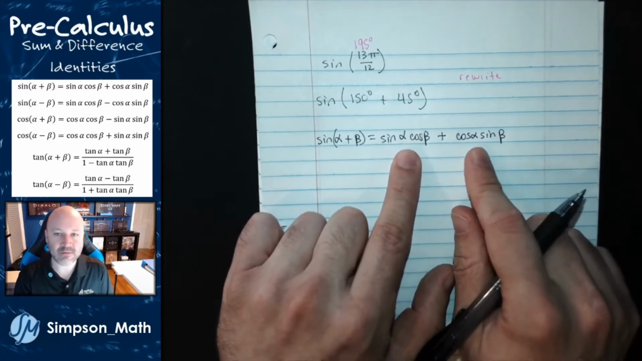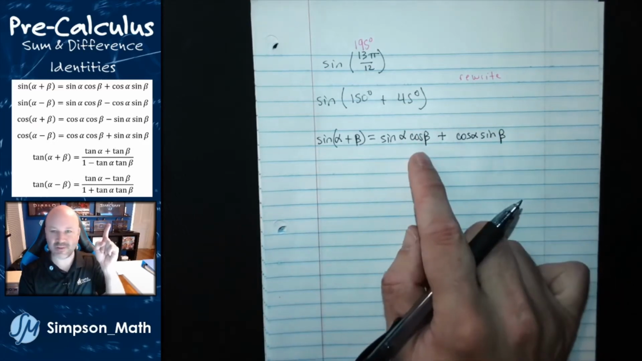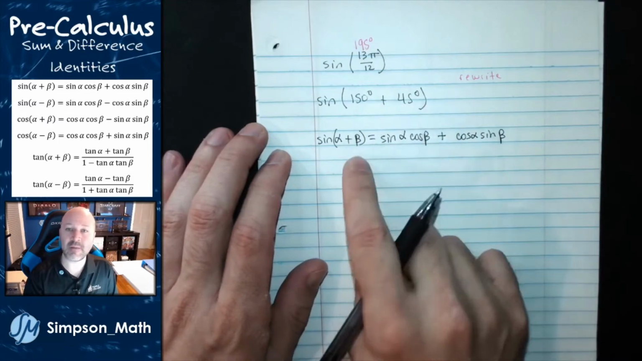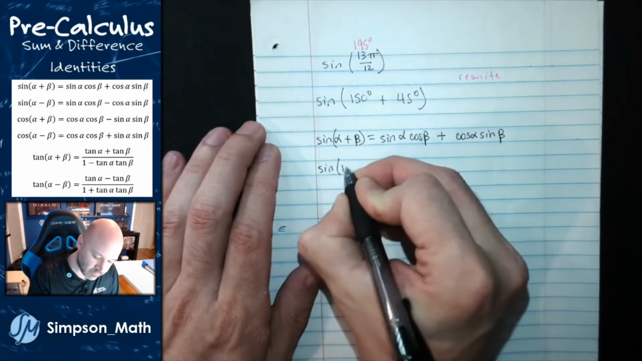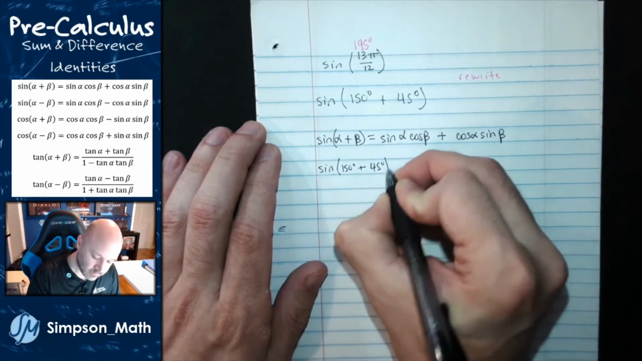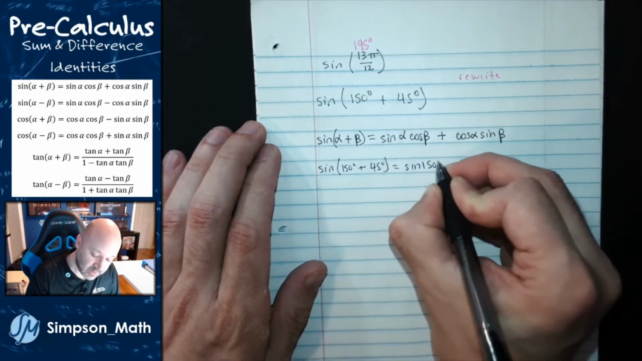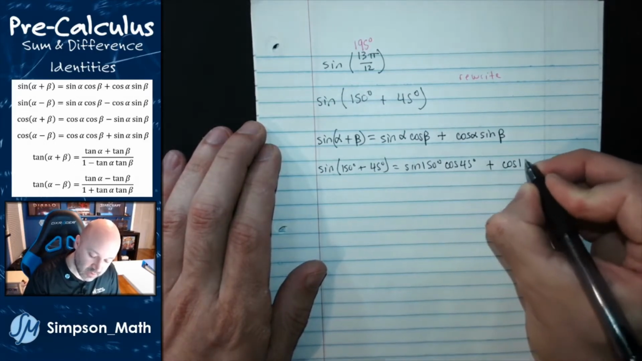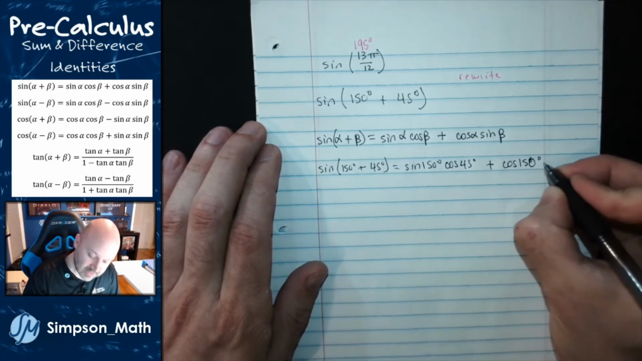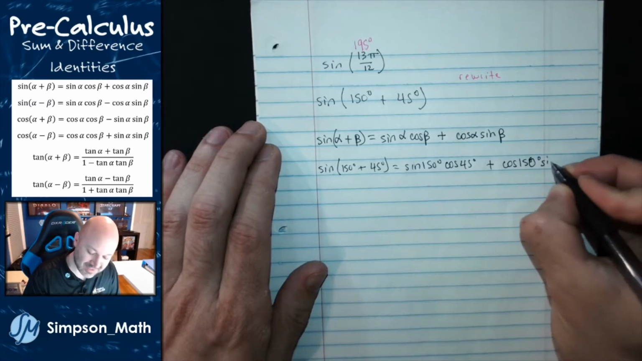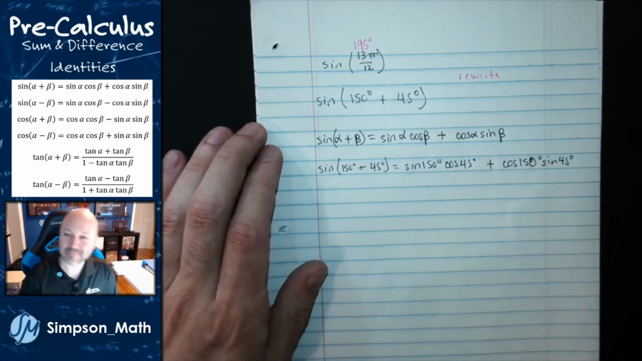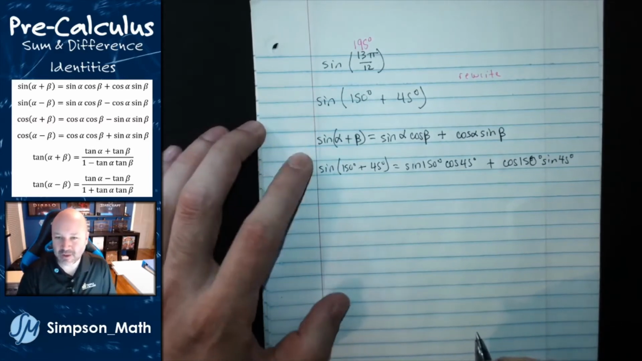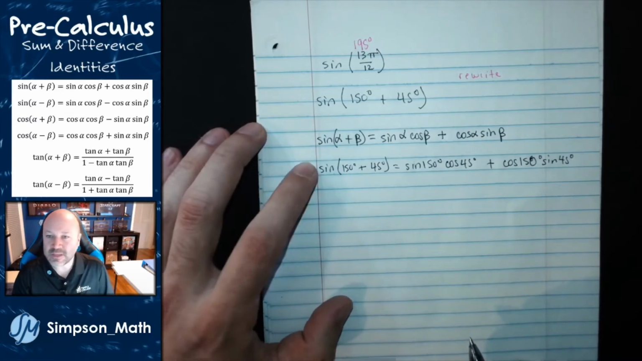Now that I have it written down, and it should be right above me, the sine sum is the very top one. Good. Then I can go forth and replace all my alphas with 150 and all my betas with 45. So sine 150 times cosine of 45 plus cosine of 150 degrees times sine of 45. So recopy it, get this embedded in your memory. Then I'm just substituting in those values.